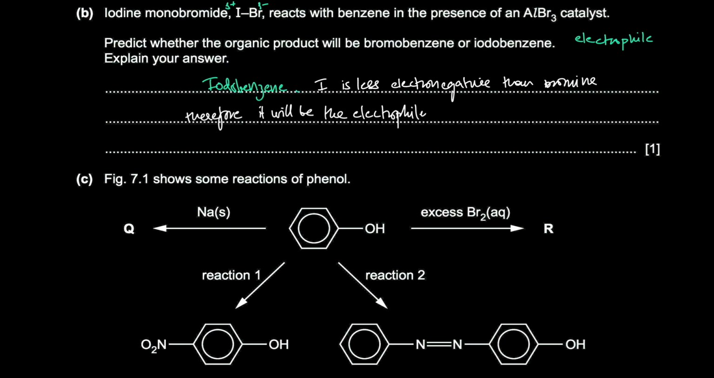I'll write down the equation also. What will happen here is that this IBr will react with the catalyst AlBr3, and what do you end up getting? You're going to end up getting I+ and AlBr4-. So the bond between the iodine and the bromine will break, but the electrons will go to the bromine because it's more electronegative. So you end up with this electrophile, the I+ ion. This is what's going to react with the benzene to make iodobenzene.